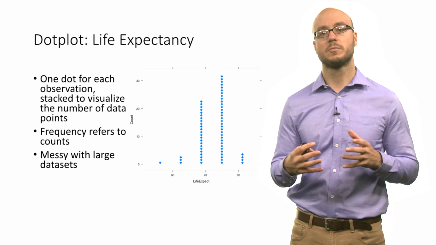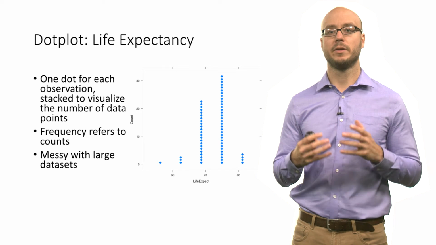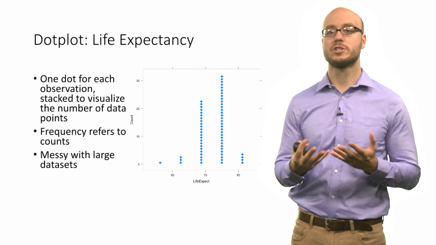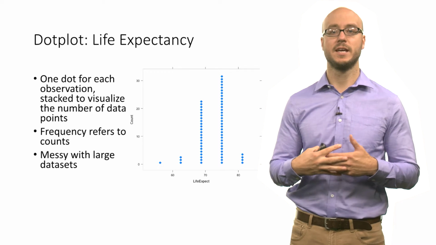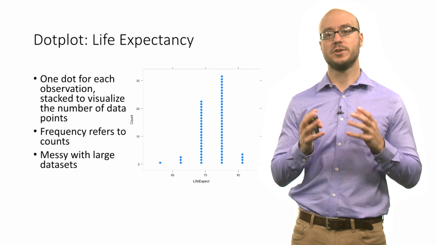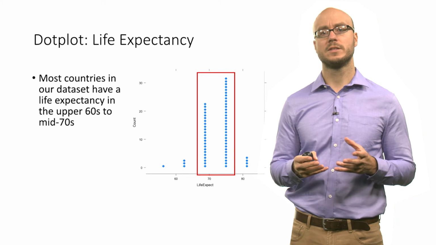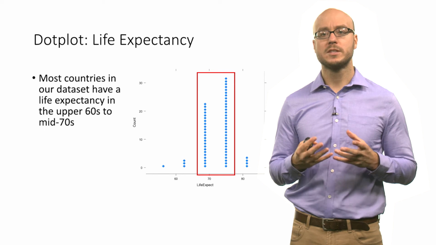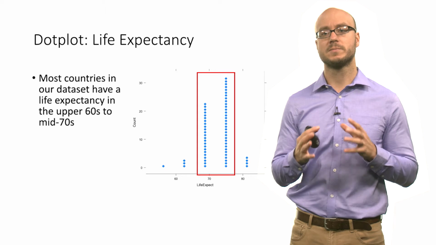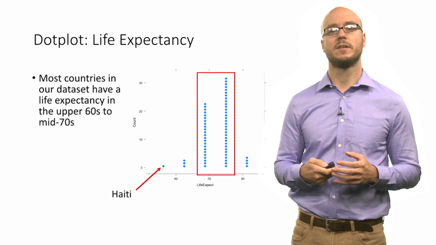So you can see here that there's some clustering in terms of life expectancy, but there's some variation as well. One issue with a dot plot is that it can be messy with large data sets because you're plotting each observation, each data point. If you have a large data set with many observations, let's say you have a data set of 1 million people, a dot plot will be very messy because you have too many data points to put on one graph. So let's look at this dot plot of life expectancy. You can see that most countries are in the upper 60s and mid 70s. So most countries, there's some kind of clustering around the typical life expectancy in our set of observations.